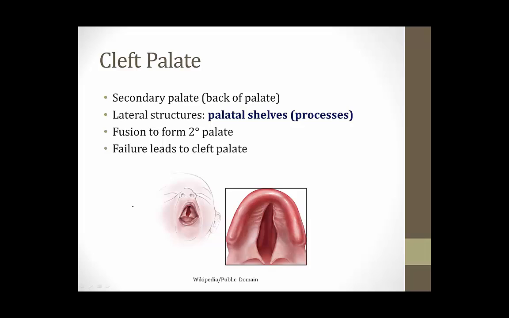A cleft palate, which often goes together with a cleft lip, is a problem of the secondary palate. This is the back of the palate, the back of the roof of the mouth. There are two lateral structures in the embryo called the palatal shelves. They're sometimes called the palatal processes, and these must fuse to form the secondary palate, which is the back of the roof of the mouth. And if they do not form normally, this will lead to a cleft palate, as shown in these pictures at the bottom of the screen.